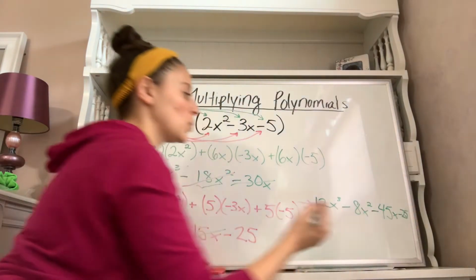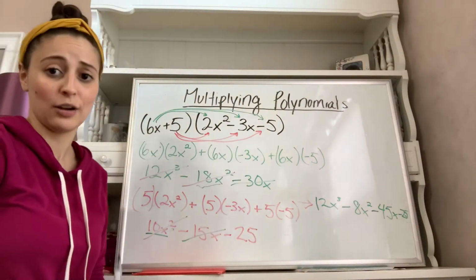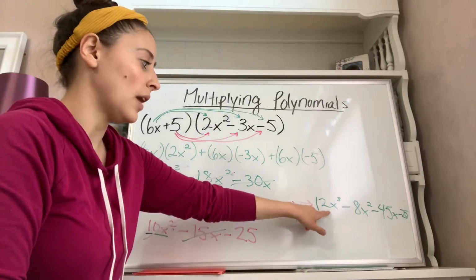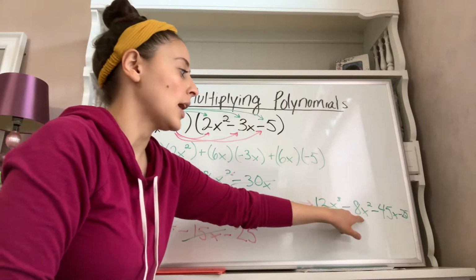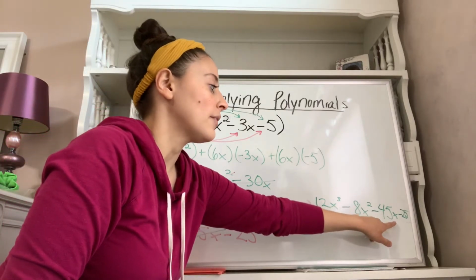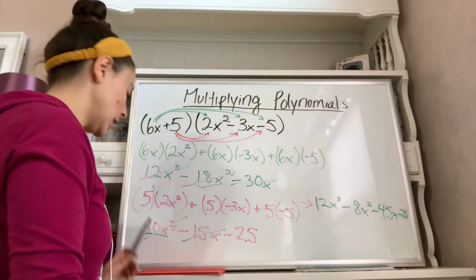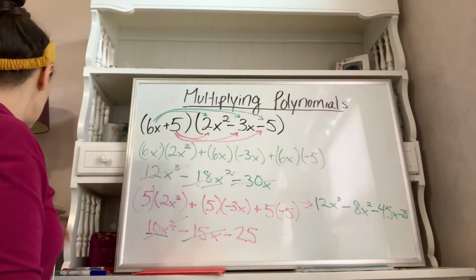Sorry that I had to squeeze it, and it's little, I ran out of room. But our final answer is going to be 12x cubed minus 8x squared minus 45x minus 25, okay? We combined all of our like terms, and that's what we ended up with.